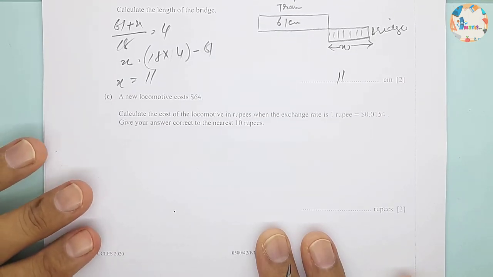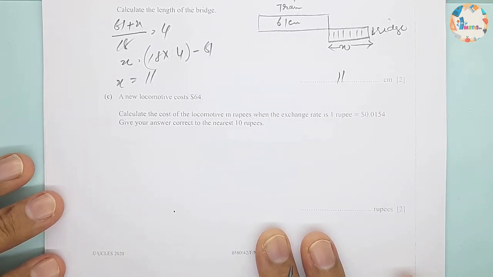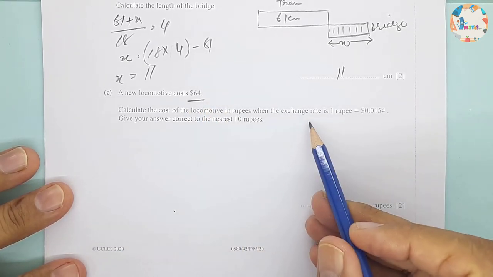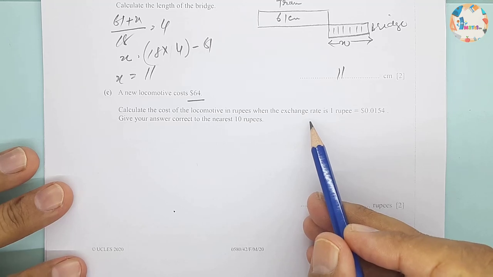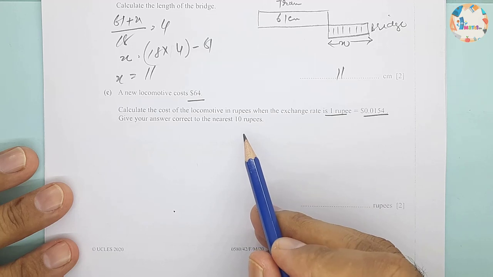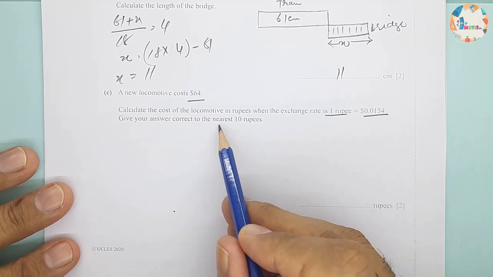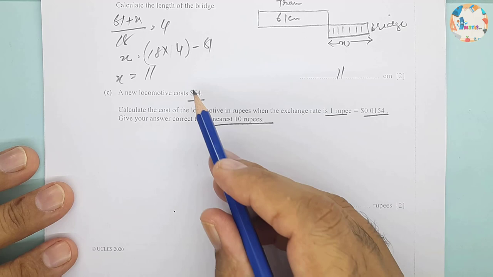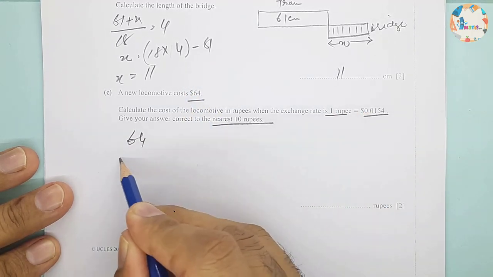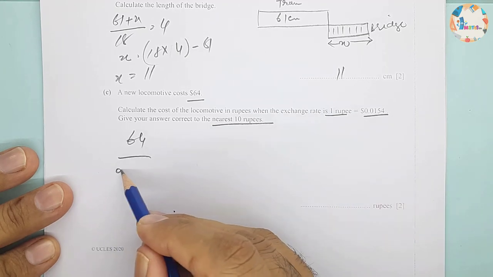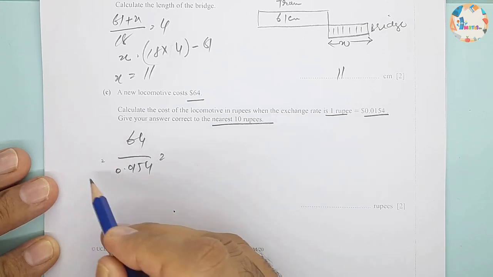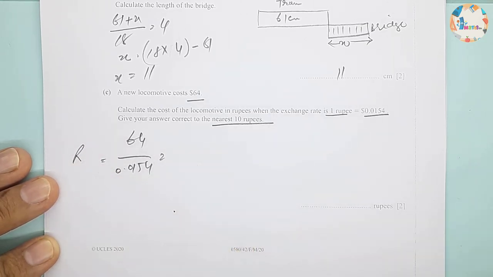A new locomotive costs $64. Calculate the cost of the locomotive in rupees when the exchange rate is 1 rupee is equal to 0.0154 dollars. Give your answer correct to the nearest 10 rupees. So these dollars we have to convert into rupees basically. So 64 divided by 0.0154 will be giving us rupees.